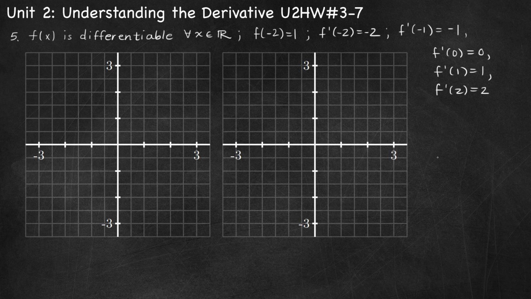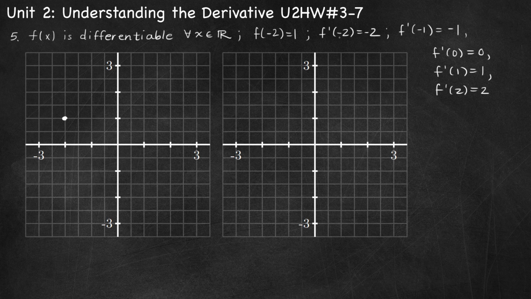And we're also given some information about specific points. We're told that f of -2 equals 1. So on the original function, the graph passes through the point -2, 1. So let's go ahead and plot that, -2, 1. So the graph of f passes through this point. I know that for sure.